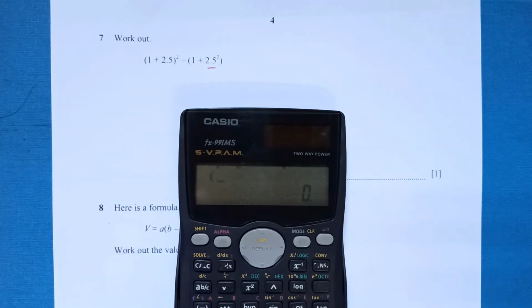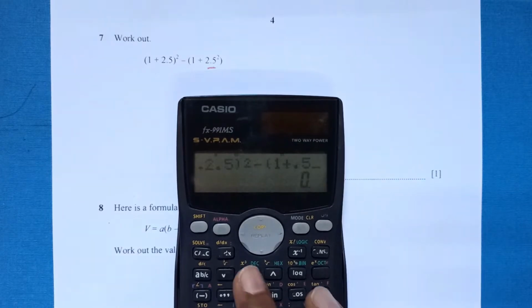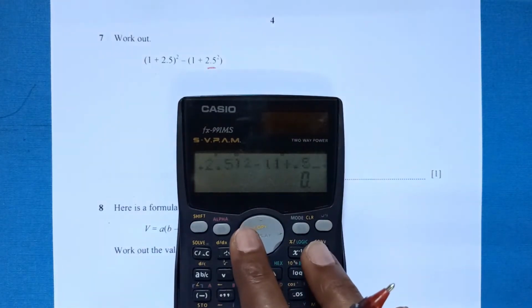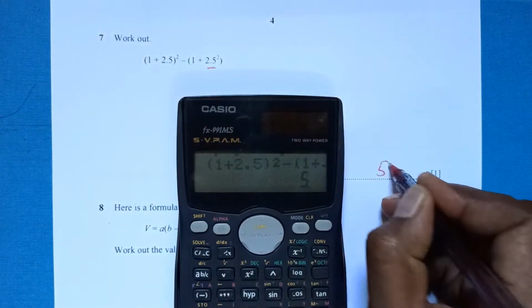First you will write down bracket 1 plus 2.5, bracket close, then there is a square, then minus again, bracket 1 plus 2.5 squared. Now it's squared first, 2.5 squared, then bracket close. Then we see your answer is 5. So we are going to put 5 here.